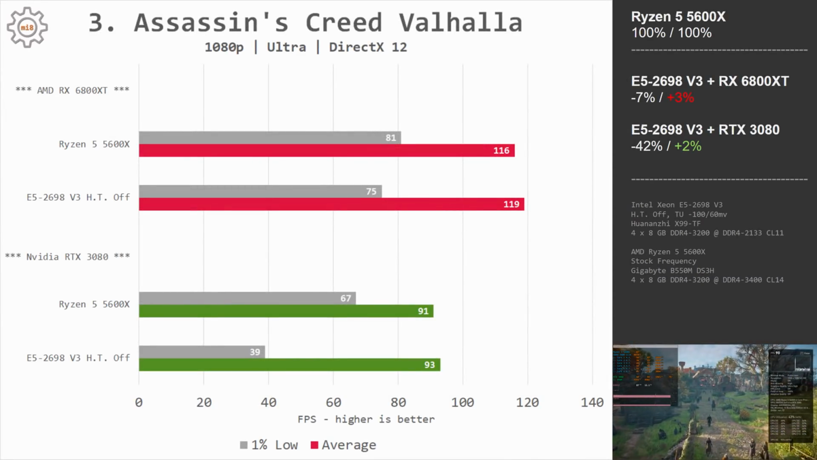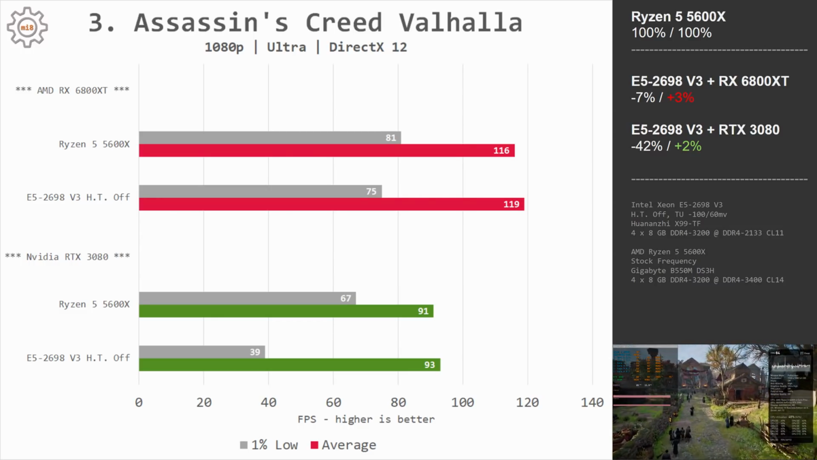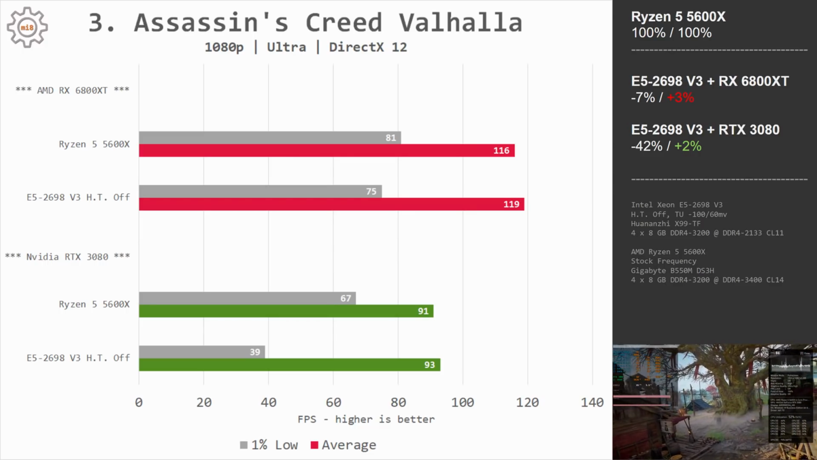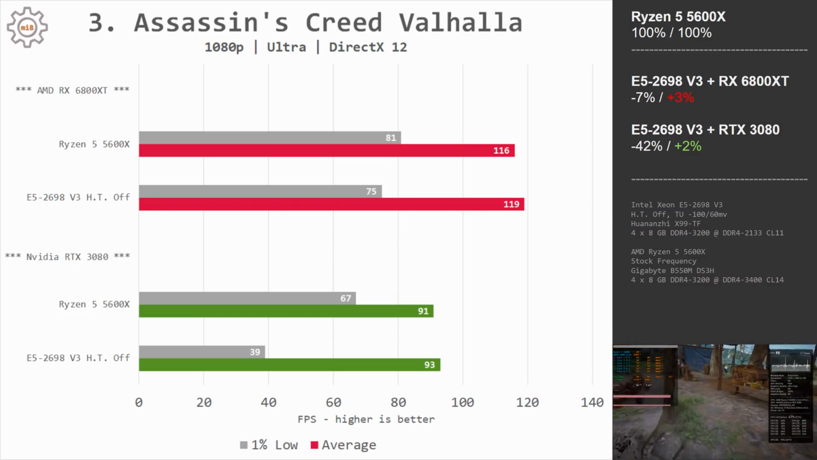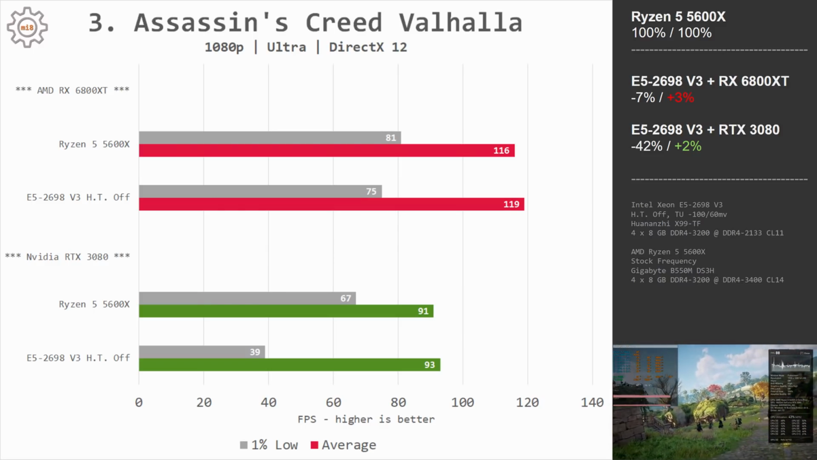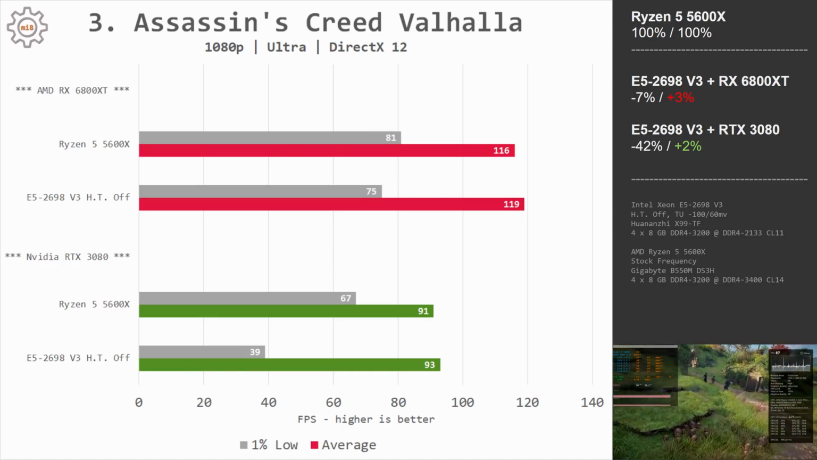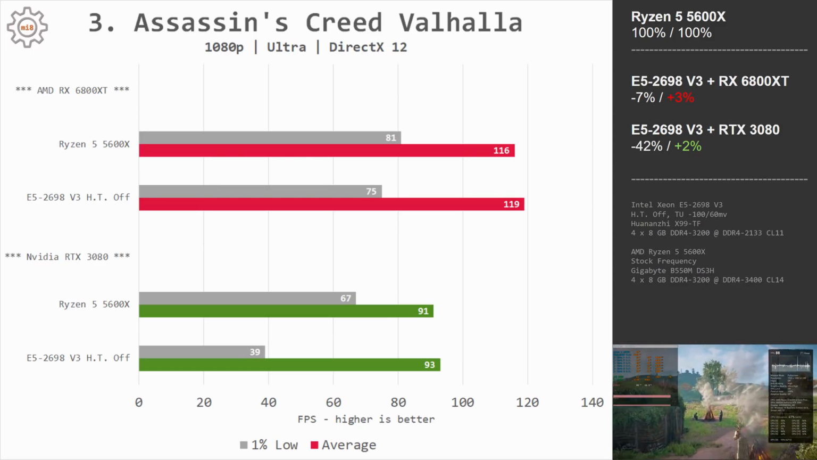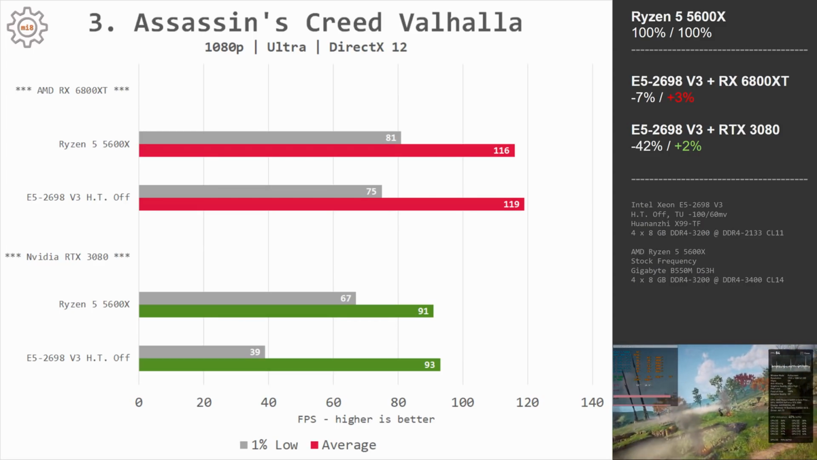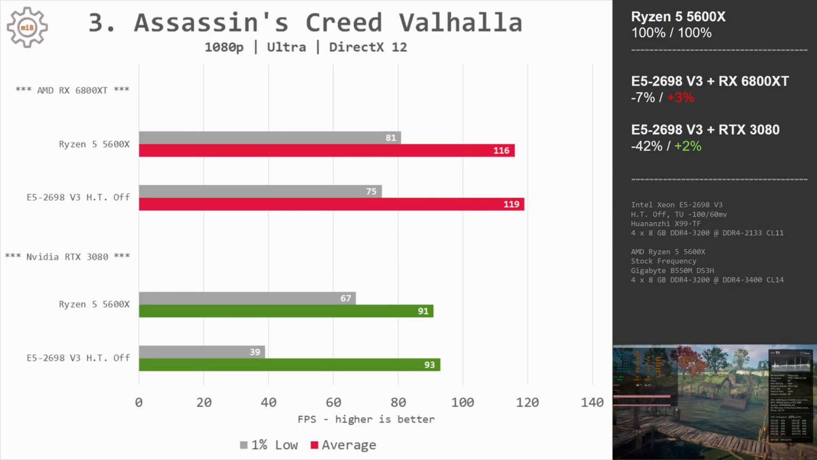Assassin's Creed Valhalla. Here, AMD RX 6800 XT is overall better than Nvidia RTX 3080. Comparing the CPUs, we see that Xeon E5 loses 7% with the 1% low values and beats Ryzen 5 by 3% when it comes to averages. Switching to Nvidia RTX 3080, we see a completely different picture. Here, Xeon E5 loses to Ryzen 5 by 42% when comparing 1% lows, which is very similar to Battlefield 5, but this time it's flipped. This time it's Xeon E5 plus Nvidia RTX 3080 that provides the worst 1% low performance.